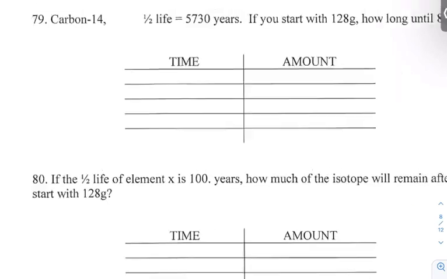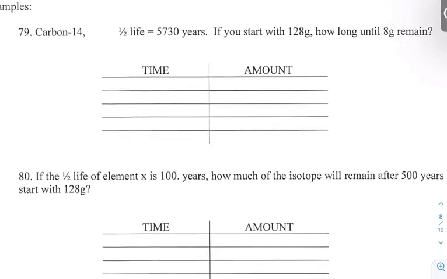So as I look at this one, and let me make that a little bit bigger so I can write in here more comfortably. At time 0, they're telling me I'm starting with 128 grams. They tell me the half-life is 5,730 years. So what that means is if I go 5,730 years, half of this original 128 grams would have broken down. And so what I will have then is 64 grams remaining at that time.